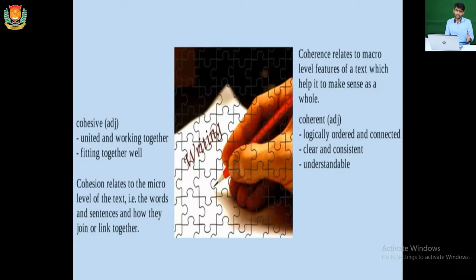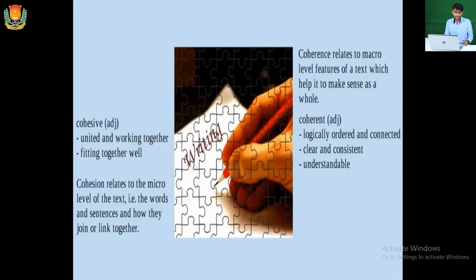We cannot just keep on writing something and say, okay, this is a paragraph, this is an article. No, it is not that. Maybe a line may be grammatically correct, but semantically and pragmatically it is not correct. So these kinds of rules we will study.